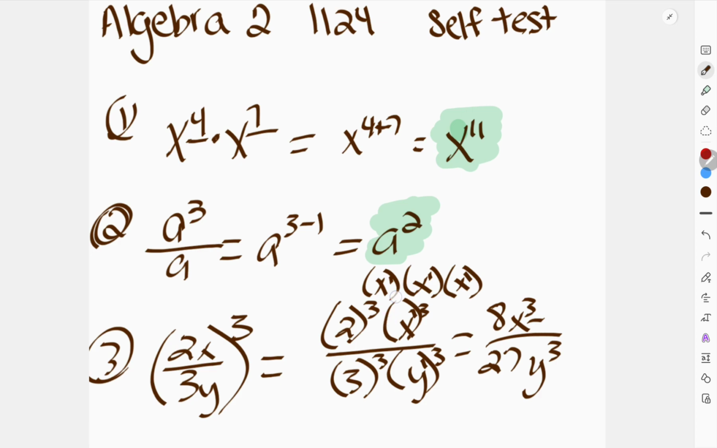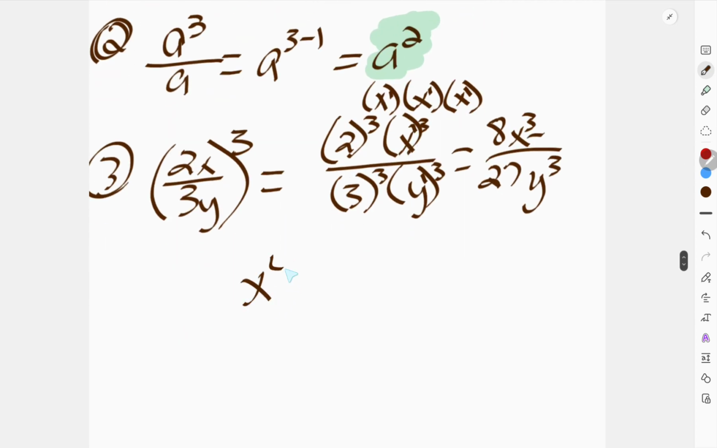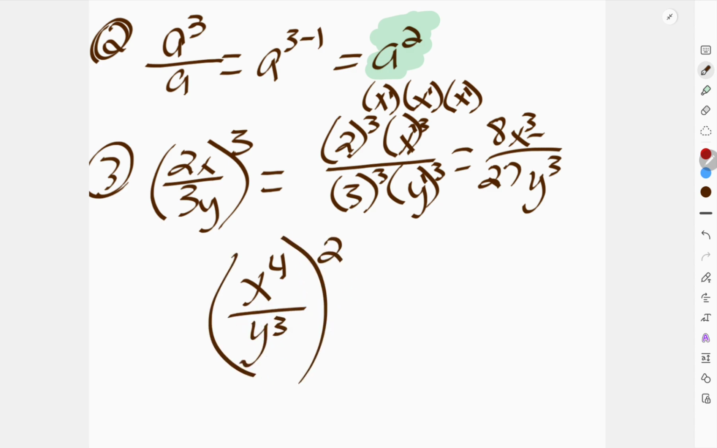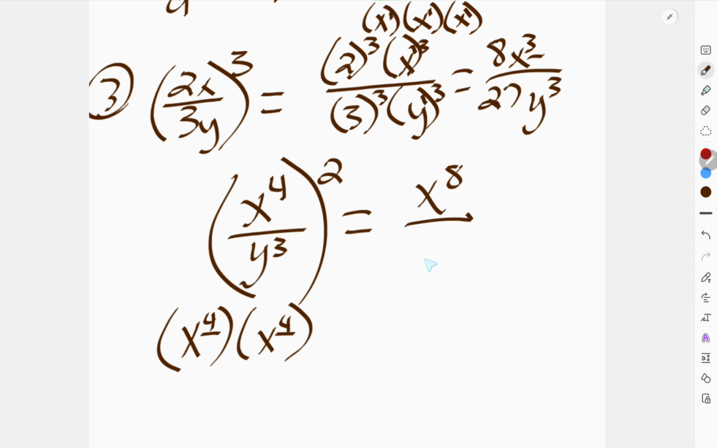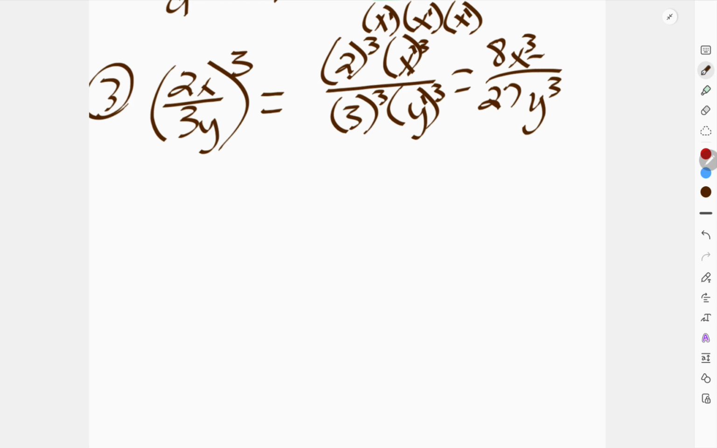All right? So, if you come along one that is like x to the 4th power over y to the 3rd power, and all of that is raised to the 2nd power, you have to remember that that is x to the 4th and x to the 4th. So when you multiply your variables, you add your exponents. 4 plus 4 is 8. 4 times 2 is 8. So that answer is x to the 8th and y to the 6th. This is something I made up. There's not one of these problems in here, I don't think.